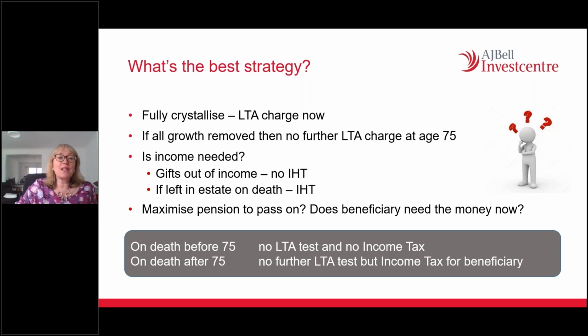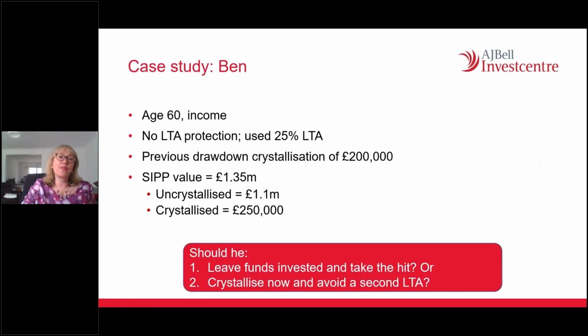They might want to maximise the pension that they pass on, and that might be a reason for not crystallising and not taking income out, but just letting the money roll up. And again, you need to think about how likely it is that the person is going to die before age 75 or after, because of the difference in the tax rules for income tax at that age. Maybe the best way to explore this is to run through a case study.